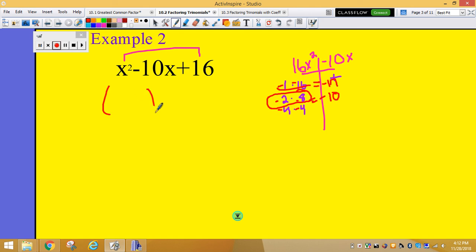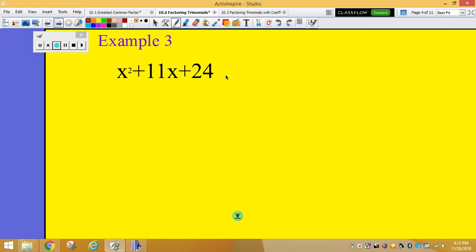So again, here's how we write it. Do 2 parentheses. Split up your x squared into an x and an x. My answers were a negative 2 and a negative 8. All right, let's do another one.